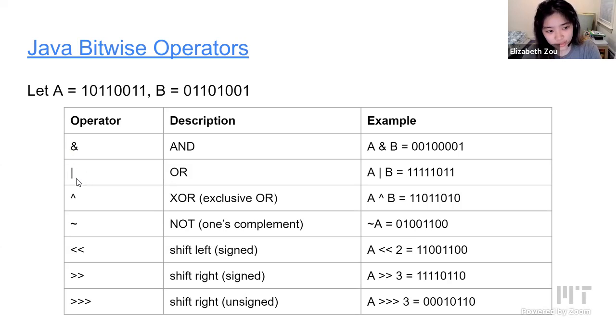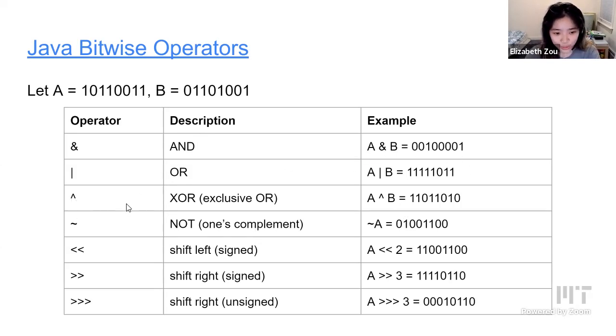The next is the bitwise OR, which is a similar idea, except if either A or B has a 1 in any given position, that position is going to be 1. So this one, as you can see, has a lot more ones because it's just OR. If either of these is 1, then it's going to be 1, whereas AND is only 1 if both of them are 1.